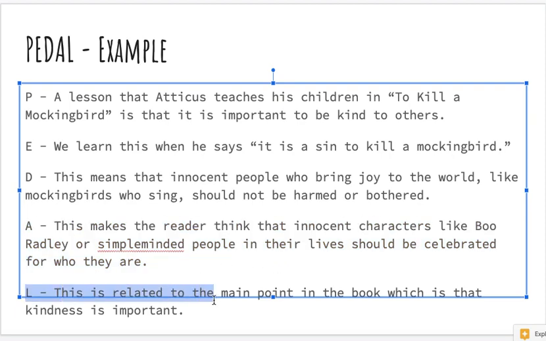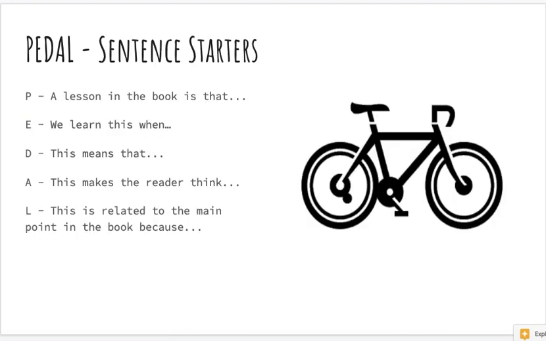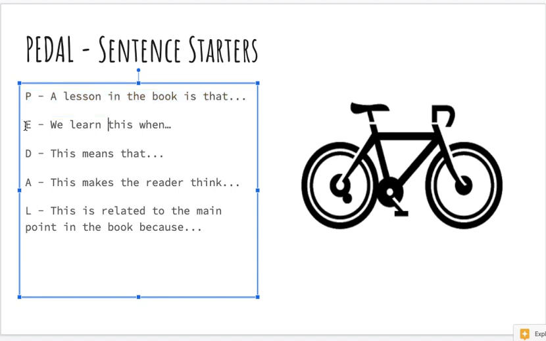And lastly, L. Linking back to the main idea. This is related to the main point in the book, which is that kindness is important. These sentence starters that I used in that previous example are the way we drive through our essay. The way we ride our bike is by spinning the pedals. We've got our opinion about the book, we've got our evidence, and we're starting to support that main opinion that we've developed about the book.